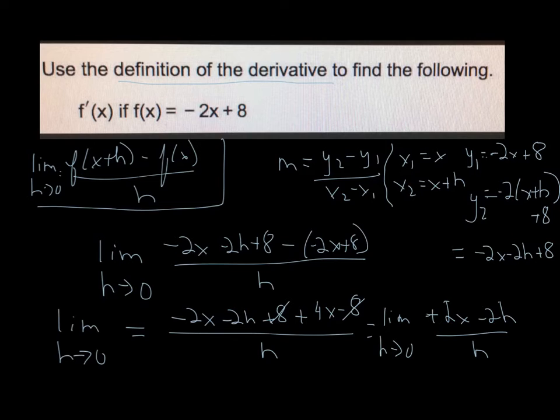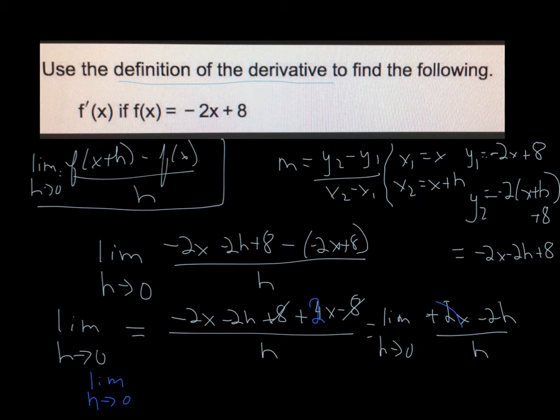Sorry, I just realized I made a mistake here. You probably saw that and wondered what I was doing. I shouldn't have 4x here. Oh, it won't let me write over top of it now. I'm going to change colors so you can see this. Okay, that should be a 2x. And those should have crossed out. That was a 0x, so I just have minus 2h over h. Sorry about that.